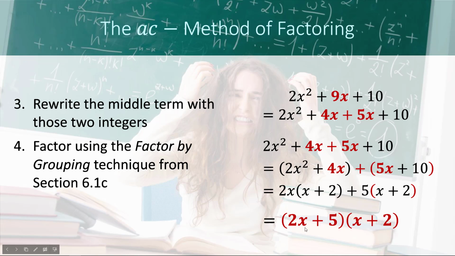Then you might want to check this through the use of FOIL. If we do, we will have 2x times x, 2x squared. 2x times 2 is 4x. 5 times x is 5x. They combine to 9x, and then finally 5 times 2 is 10. And there you go. You've done it. And that is the AC approach.